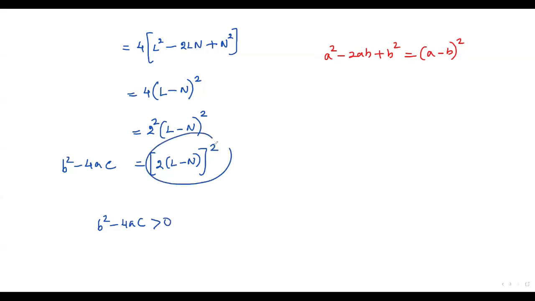This is positive because of the square, and also since we have a square over here, this is a perfect square. b square negative 4ac is greater than 0 and also a perfect square. Let me write the stuff over here, perfect square. So when the discriminant is greater than 0, that is positive, and also a perfect square, what do we have to conclude about the roots of the given quadratic equation?